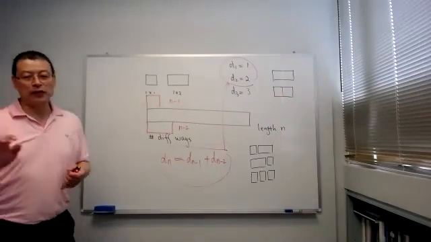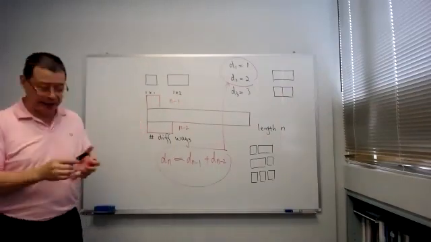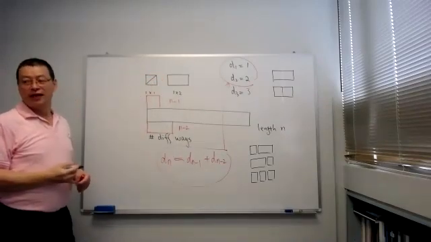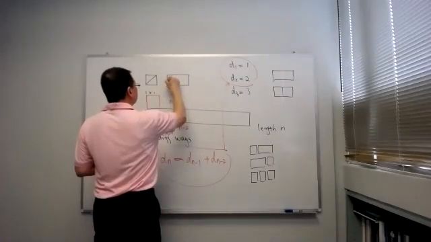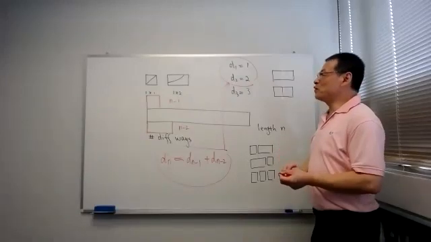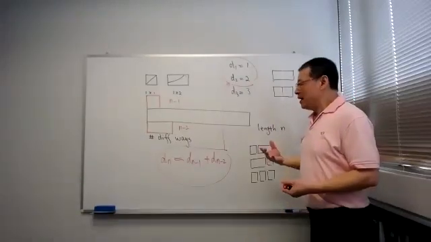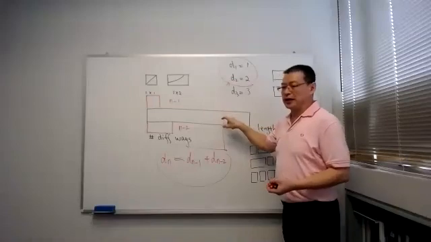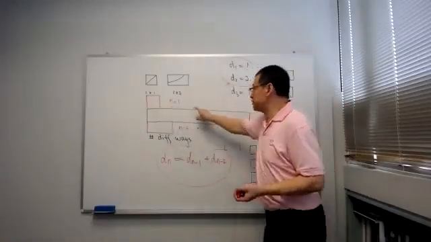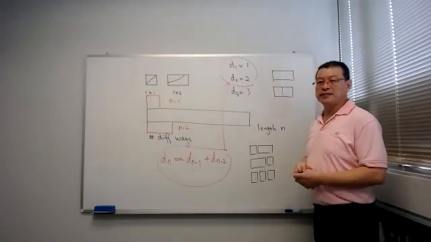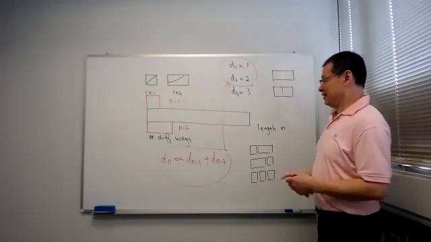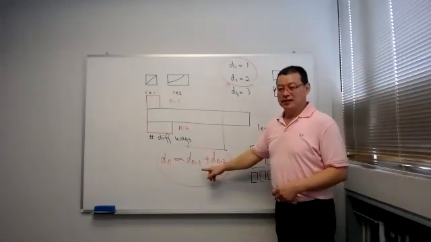Now suppose my tile has a pattern on it. Suppose this one looks like this, and maybe this one looks like this. Now I'm asking the same question: how many different ways are there to tile this? Of course, different ways mean different patterns I can obtain for this strip of length n minus 1. Does the same recurrence hold?